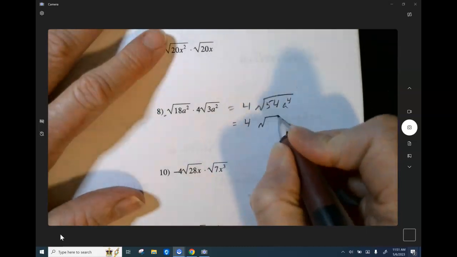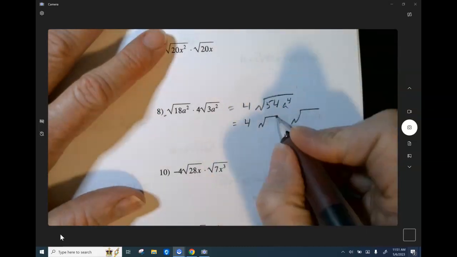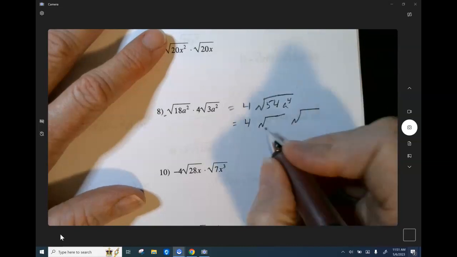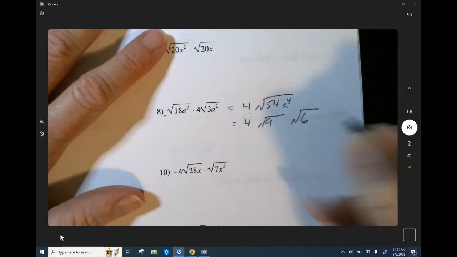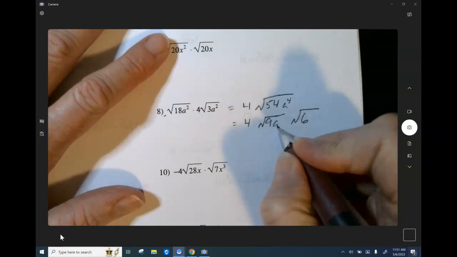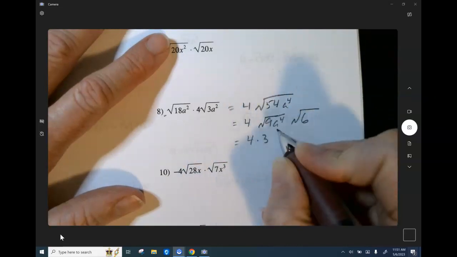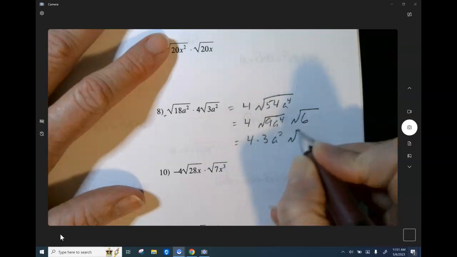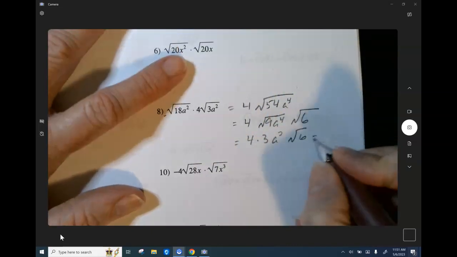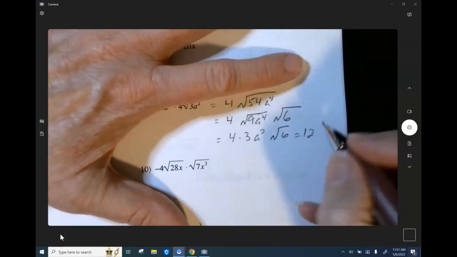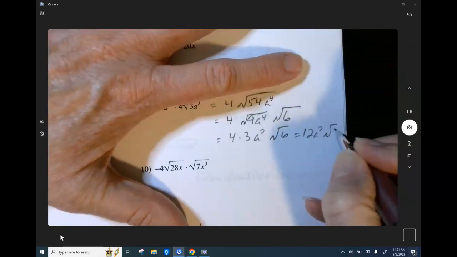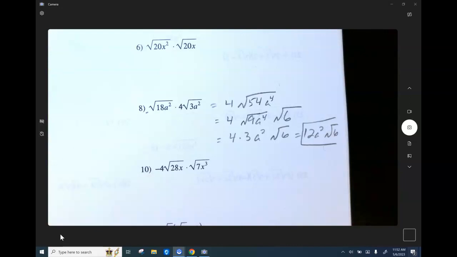Now I want a perfect square in 54. Okay, perfect square in 54, that's divisible by 9. 9 and 6. Yep. A to the 4th is a perfect square. So I get 4. Square root of 9 is 3. Square root of a to the 4th is a squared, and I have square root 6. So my final answer is 12 a squared square root 6. Okay?